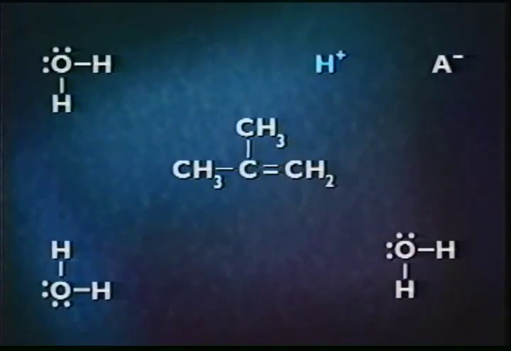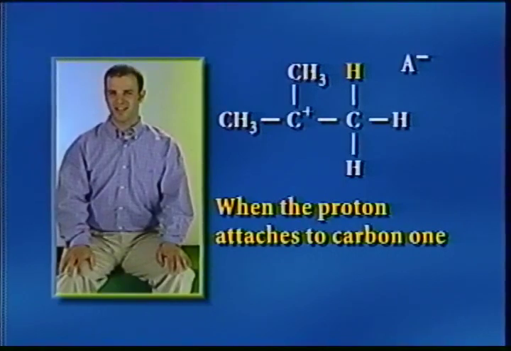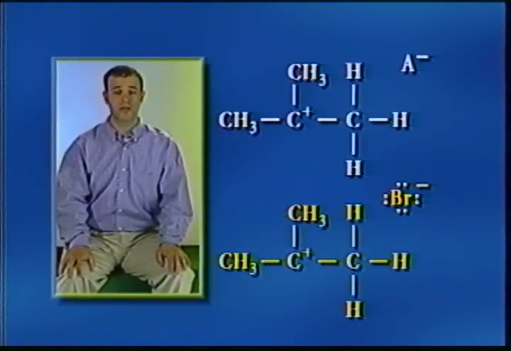It sees this juicy 2-methylpropene with a nice-looking double bond. It moves in. As the proton approaches the double bond, it has a choice as to which carbon of the double bond it attaches to. And once again, in this case, the proton will bond to the carbon of the double bond which will yield the most stable carbocation, carbon 1. When the proton attaches to carbon 1, we say the alkene has been protonated, forming a carbocation just like we saw happen in the reaction with hydrogen bromide.